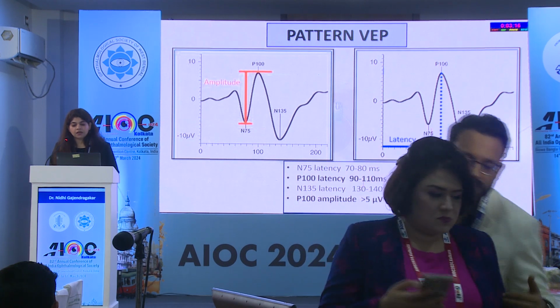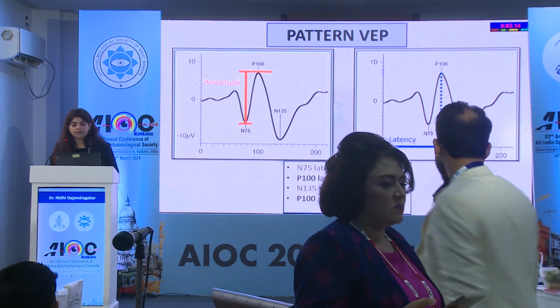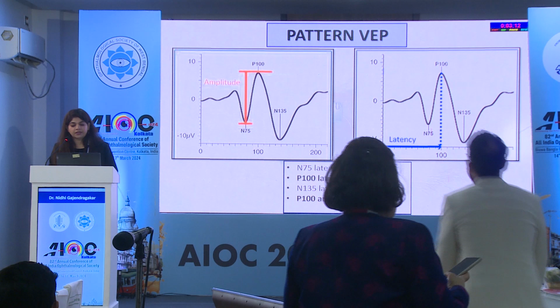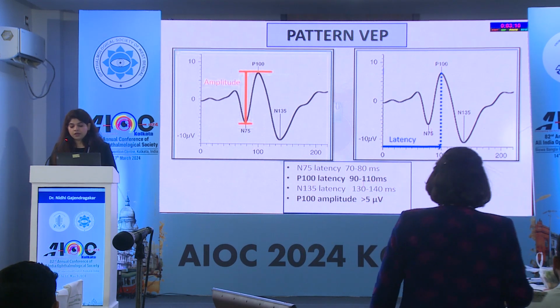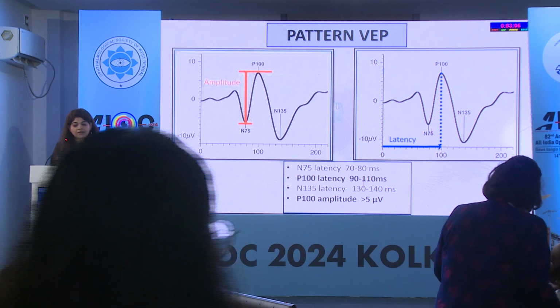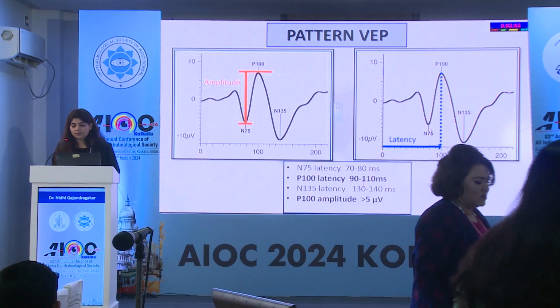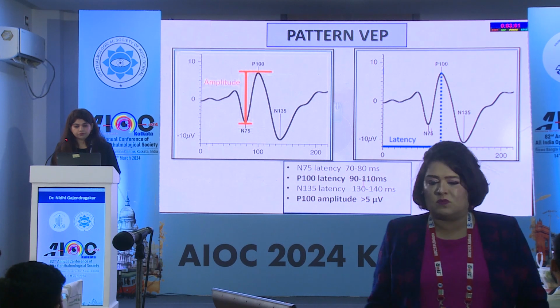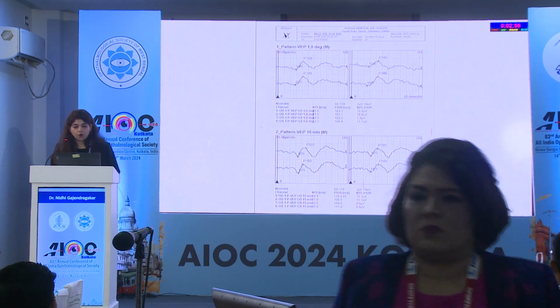The latency needs to be seen here. That ranges from 90 to 110 milliseconds, but then it can also vary from lab to lab. On an average, 100 is taken as normal, and the P100 amplitude should normally be more than 5 microvolts. So this is how the output will look.